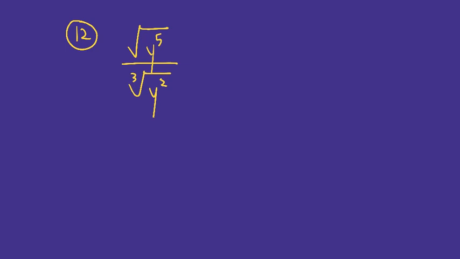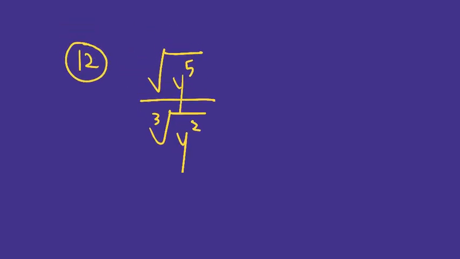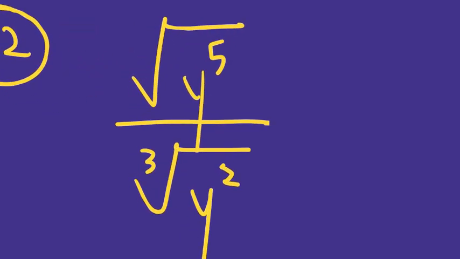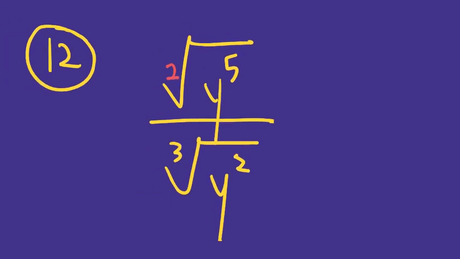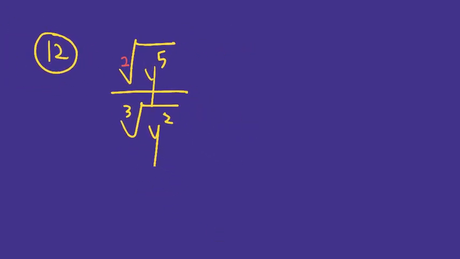Okay, 2 more. Square root of y to the 5th over cube root of y squared. Here we're going to do the reverse of something we did at the beginning. We're going to turn this radical into a rational expression, a variable with a fraction exponent. You'll want to remember with this square root up top, there's an invisible 2 there. And we're just going to convert this.